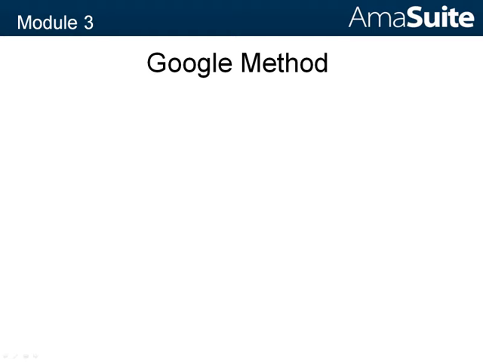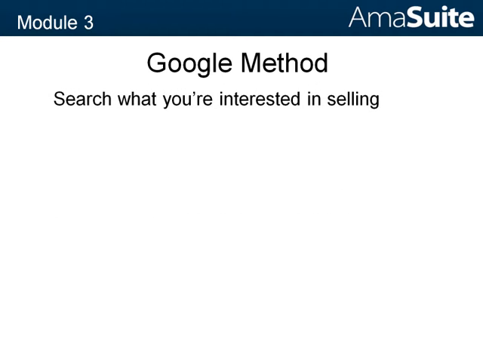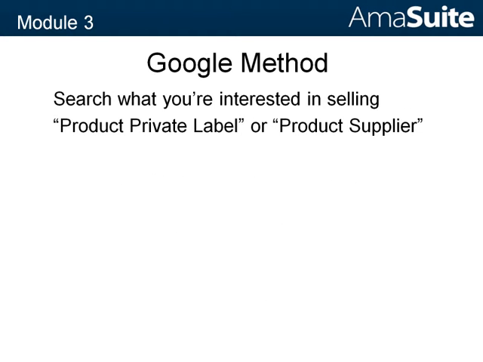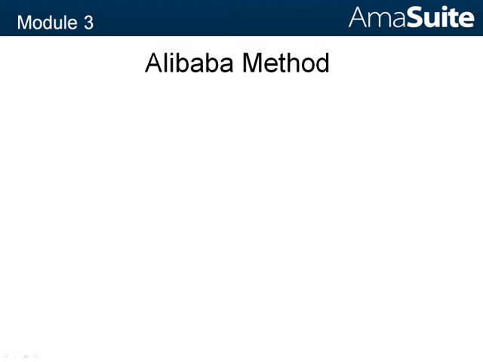Now, how do you actually find suppliers? There's a few different ways you can do it. First one would be the Google method. So you would simply search for what you're interested in selling, for example, the product and then private label, or the product and then supplier. And you're basically just going to go through these listings. Now, when you're doing this on Google, you're going to see a lot of listings on Alibaba, which we'll talk about in a moment. But what you're looking for are these companies that might be lesser known suppliers that you can then reach out to, call, email, or whatever, and have a conversation about potentially sourcing their products.